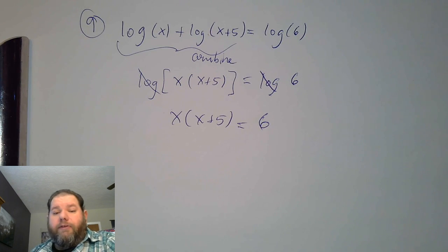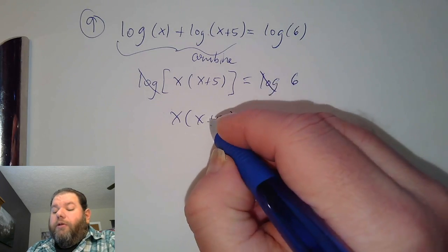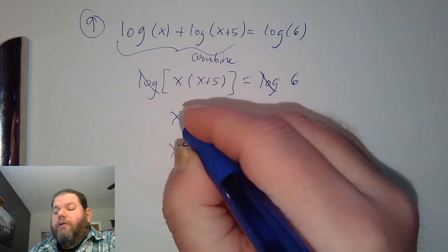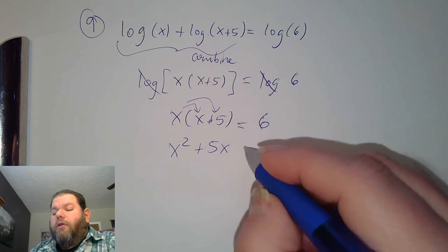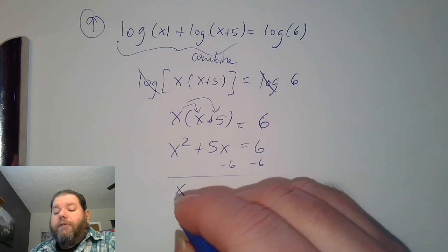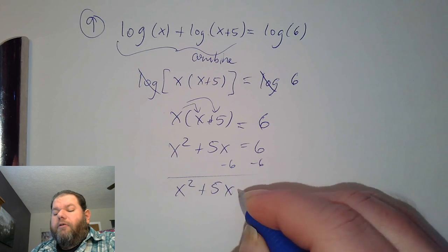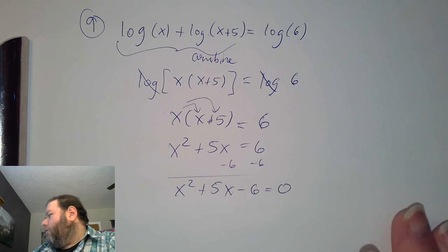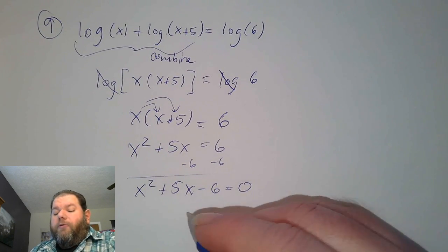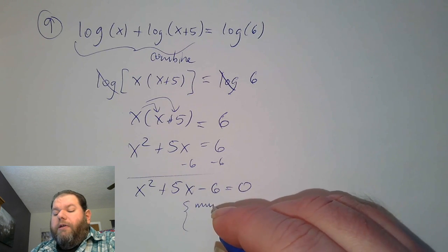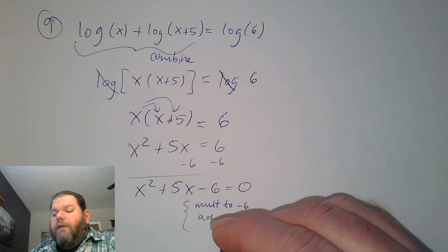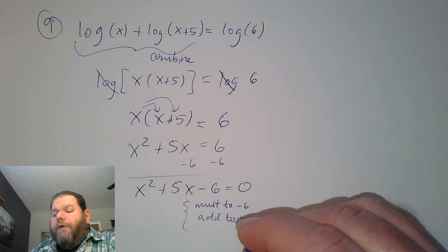And what that leaves us with is an equation to solve. We can distribute our x, so that'll be x squared plus 5x equal to 6. And we'll subtract the 6 over, so it's equal to 0. This is factorable. We need to find 2 numbers that multiply to -6 and add to +5.